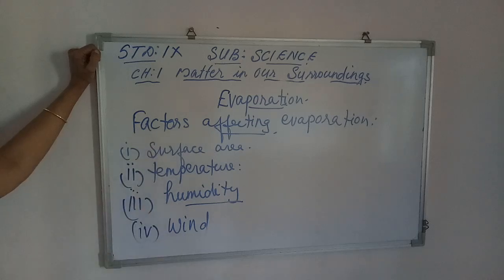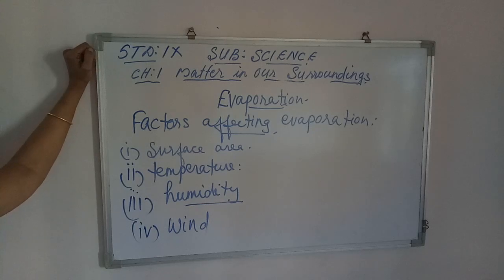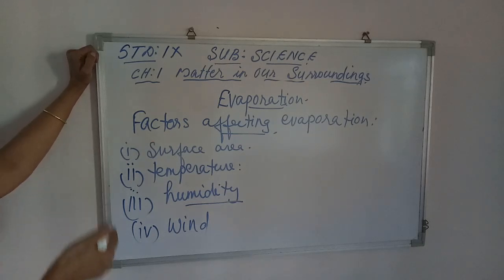So these are the four factors that affect evaporation. Which are they? The surface area. With more surface area, evaporation will be faster. And temperature. As the temperature increases, evaporation also increases. Humidity. As humidity is more, the rate of evaporation will be less. Then due to the effect of wind, the evaporation rate will be high. So these are the four factors that affect evaporation.